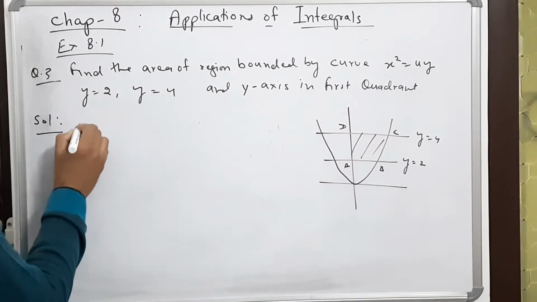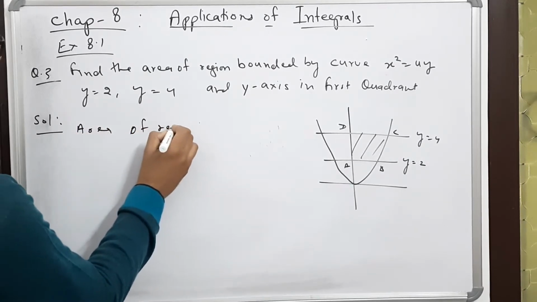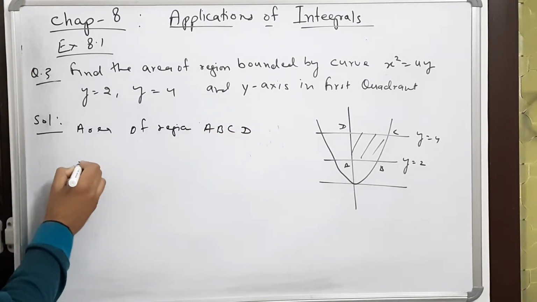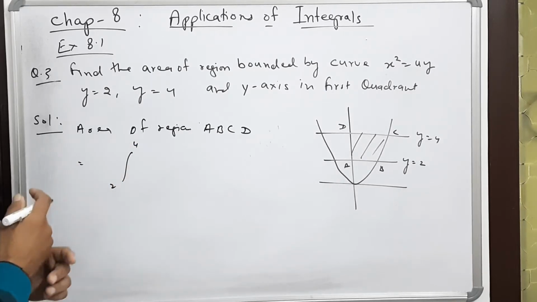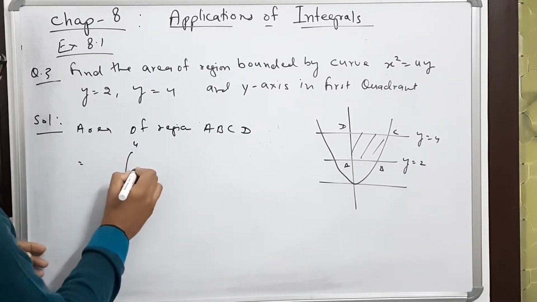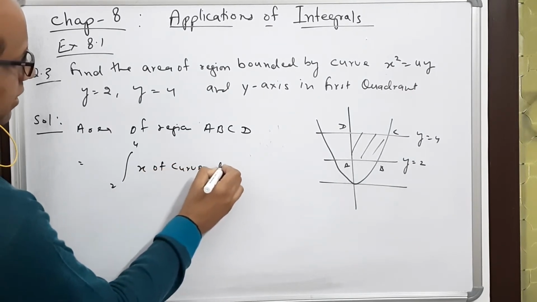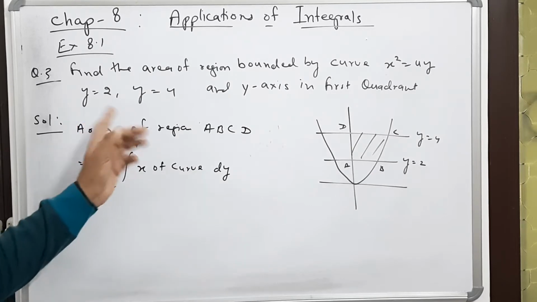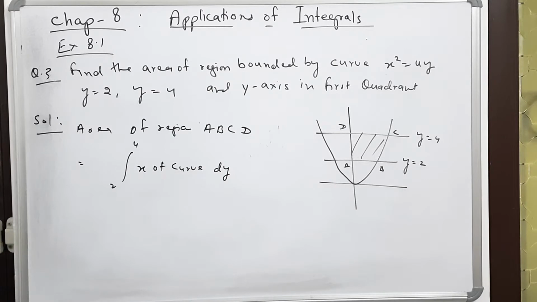Now, what will be the area of region ABCD? The lower limit is 2 and the upper limit is 4, and here we will write x of the curve, and it will be dy. That part is very important. There it was dx when it was the x-axis; when it is the y-axis it is dy.